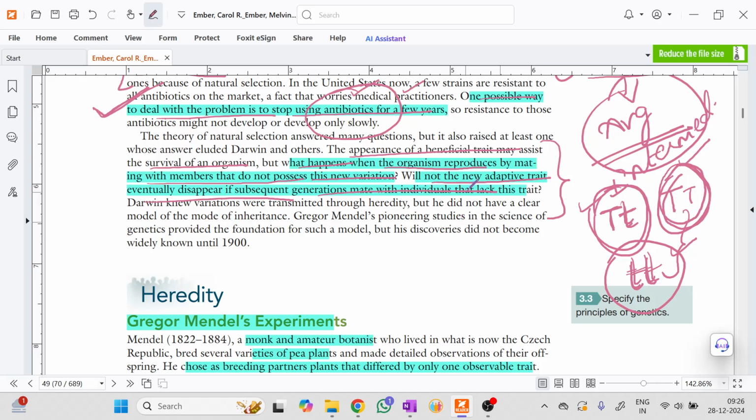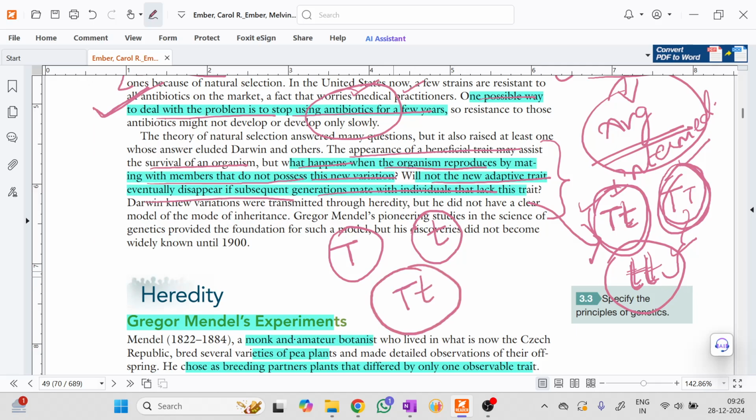So, a short example is given here. If an organism possesses a dominant, say the beneficial trait, which is T, and this individual is mated with another individual which does not possess that trait, the resultant child will have this heterozygous combination.